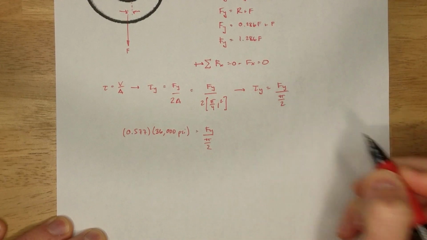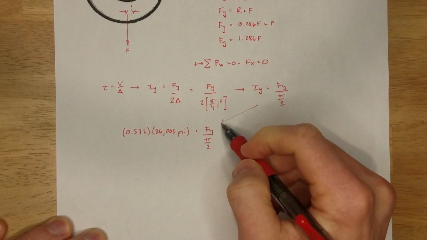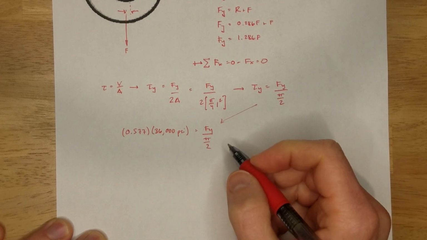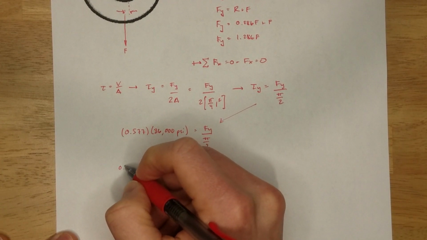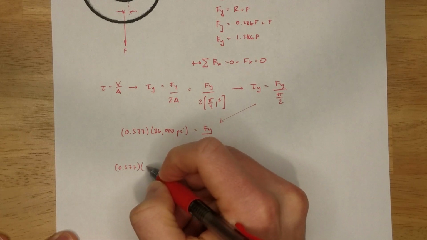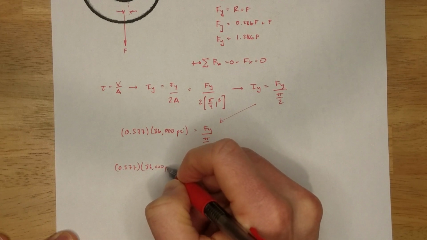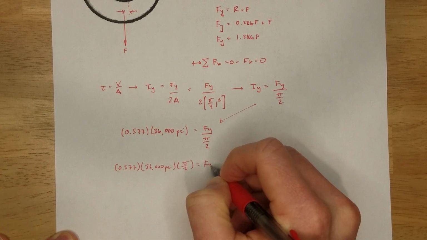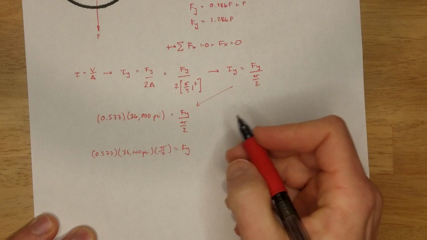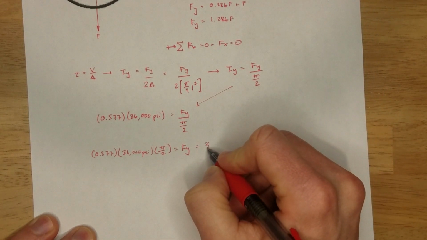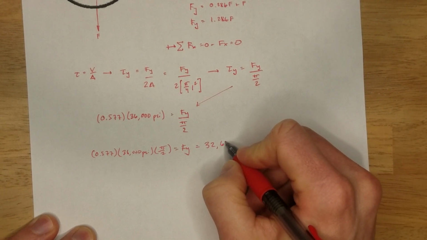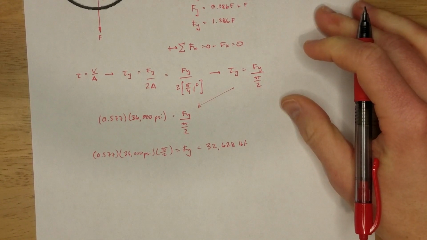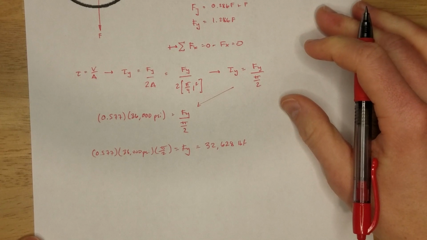And rewriting this equation, I'm just going to draw an arrow there, and let's solve for Fy. I'm going to move pi over 2 over, and we get 0.577 times 36,000 psi times pi over 2 equals Fy. And we can solve for that. Fy equals 32,628 pounds force. Okay. We're still not done yet, though.